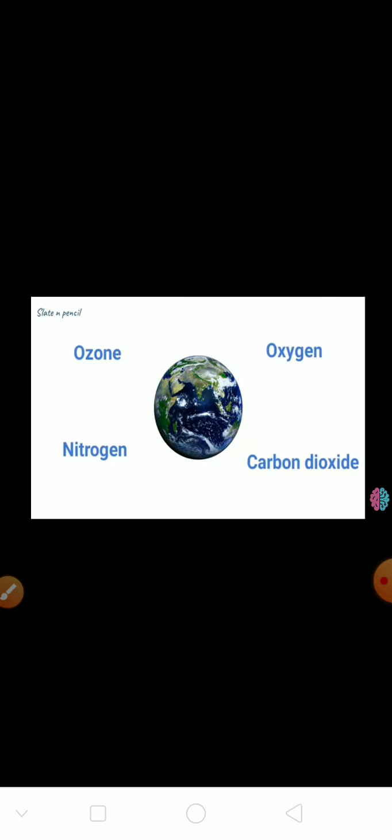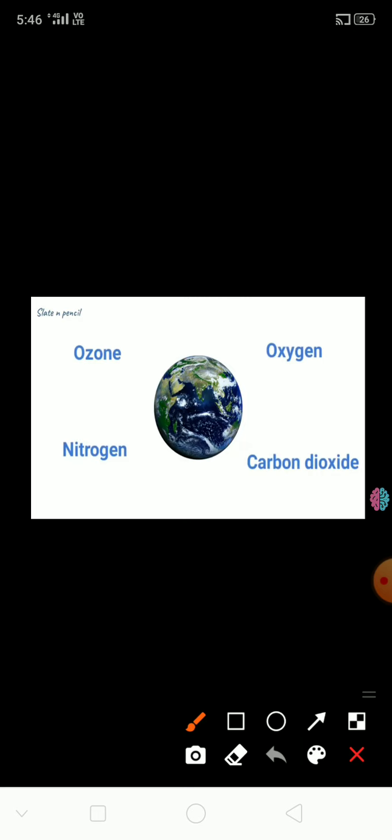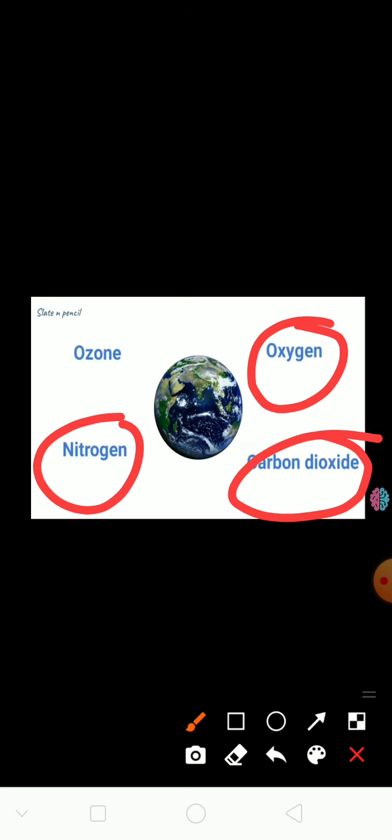Atmosphere. What is atmosphere? Atmosphere is the gaseous layer which surrounds the earth and is kept in place by Earth's gravitational pull. The air around us is a mixture of gases. See here, some gases are there: nitrogen, oxygen and carbon dioxide. Also, the ozone layer is located in the atmosphere.